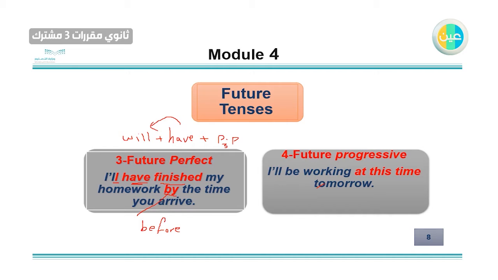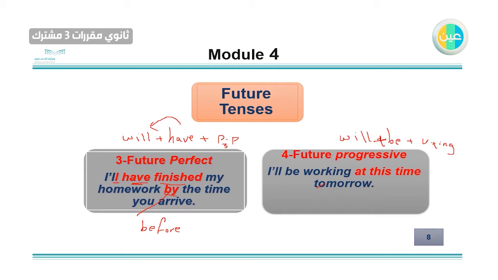Number 4, future progressive. In future progressive, you will have will, and progressive means ing, but I can't use ing directly after will. After will, I will have be, base form. Usually after will, be, the base form. And the main verb will be with the ing, the base form, take ing. Okay, so you will have what? Will, then be, then verb plus ing. This is a future progressive.